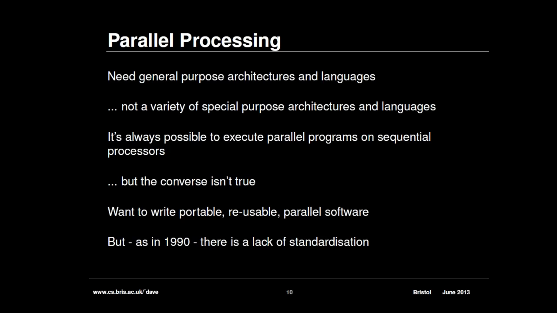It is actually, of course, always possible to execute parallel programs on sequential processors, but the converse isn't true. So we can't parallelize easily. What you really want to be able to do is write portable, reusable parallel software and then implement it on as many or as few cores as you actually want. As I said, in 1990 there was a lack of standardization. In 2012 and 13, there's a lack of standardization. I'm not quite sure why.